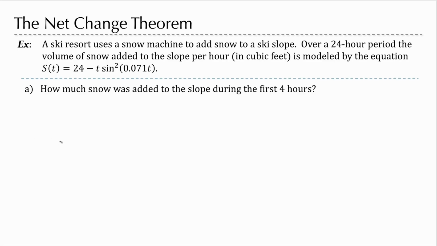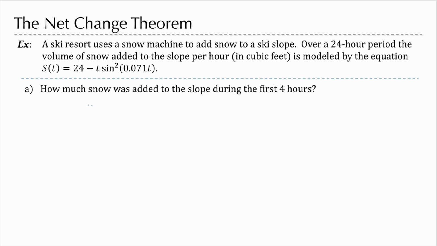Here we have a ski resort that has a snow machine that adds snow to a ski slope. Now, over a 24-hour period, the amount of snow that's added in cubic feet per hour is modeled by this function. So capital S is going to be our function for the amount of cubic feet of snow per hour that's being added onto the slope. So the first question is, how much snow was added to the slope during the first 4 hours? Now, this is simply asking for the net change in snow, how much was added over that time period.